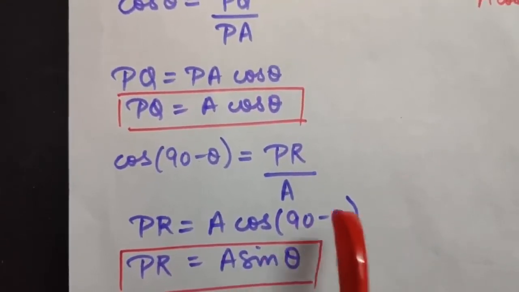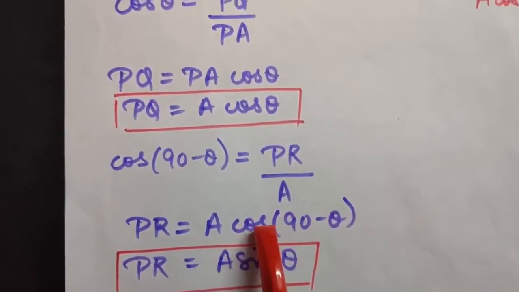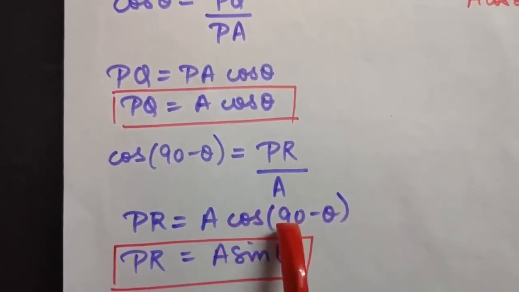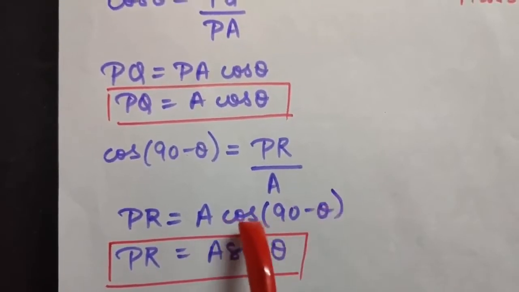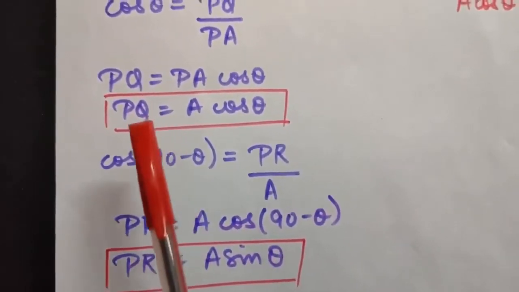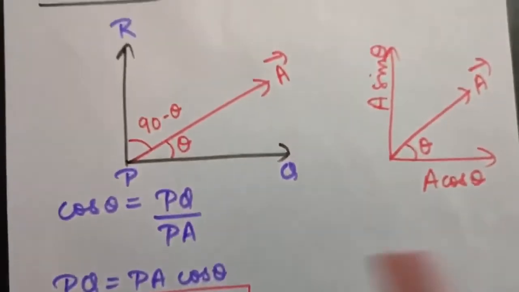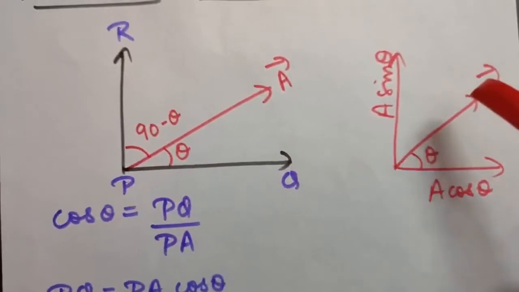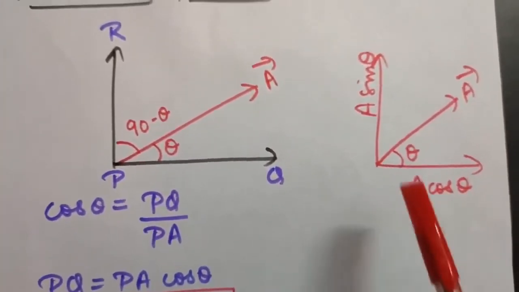Now if you solve cos 90 minus theta, because 90 is there, this will be interchanged to sine, and 90 minus theta means first quadrant, and in the first quadrant all are positive. So the answer will be sine theta. So we can say PQ will be A cos theta and PR will be A sine theta. So now this vector A has been resolved into two components, A cos theta and A sine theta.